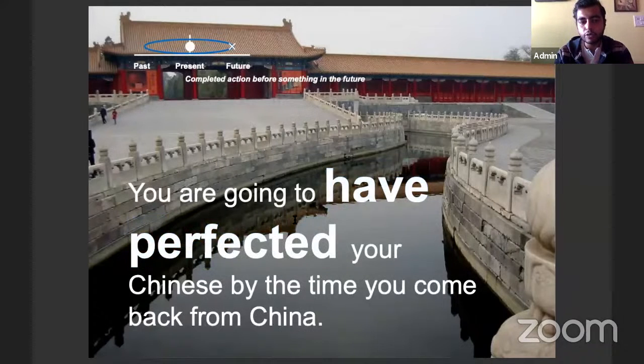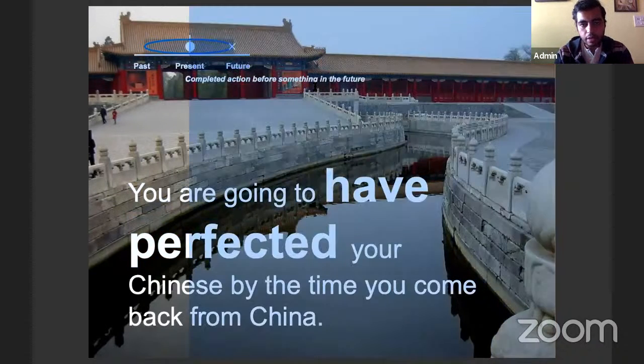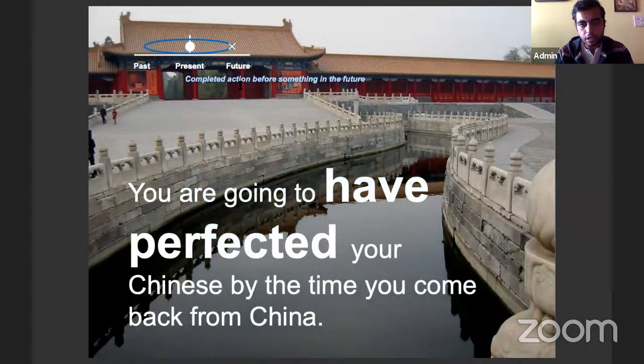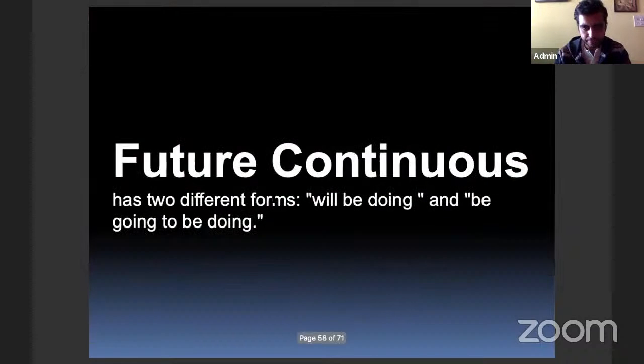You are going to have perfected your Chinese by the time. This is future perfect. So before you come back from China in the future, you will have perfected your Chinese. Completed action before something in the future. The completed action is perfecting Chinese before something in the future. This something is coming back from China in the future.